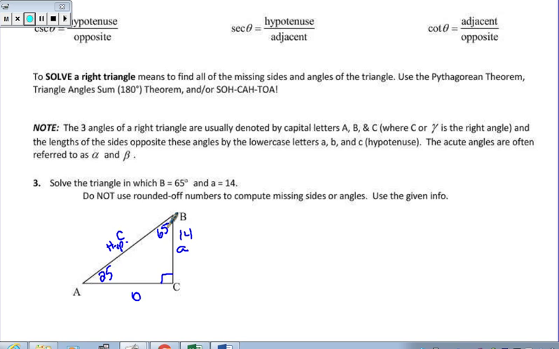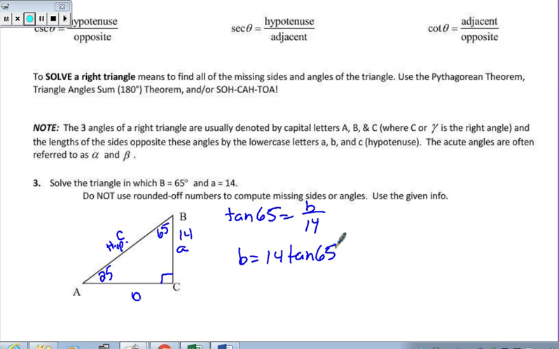So from here, I'm looking to find side B over here. So across from the 65, that's the opposite side. This is the adjacent, the side that I know here. So that is going to be the tangent. So the tangent of 65 is going to be the opposite side of B over the adjacent side of 14. Using our cross products here, we're going to get B is equal to 14 times the tangent of 65.